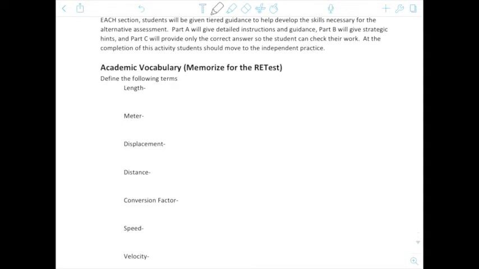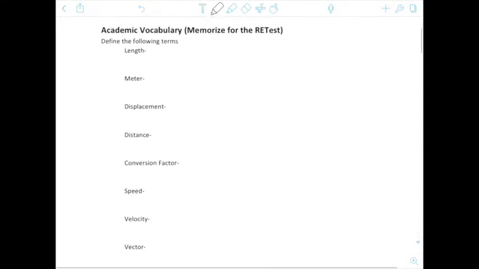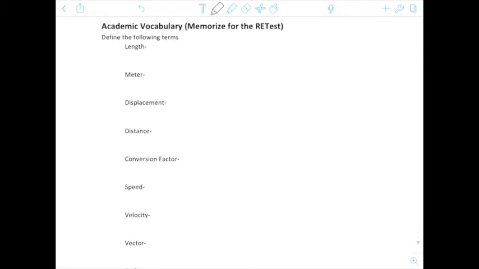Welcome to Unit 1. This is IPC Physics semester, and we're looking at the guided practice as part of your remediation packet. We're going to go over some academic vocabulary because we're going to see it later on in everything else. In the first one it says define the following terms.